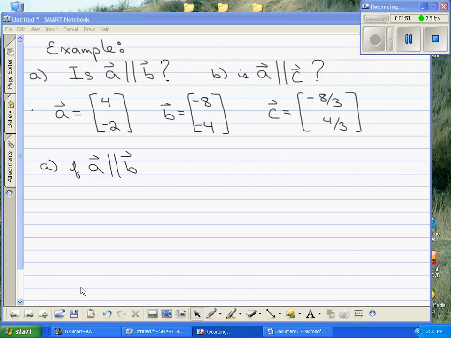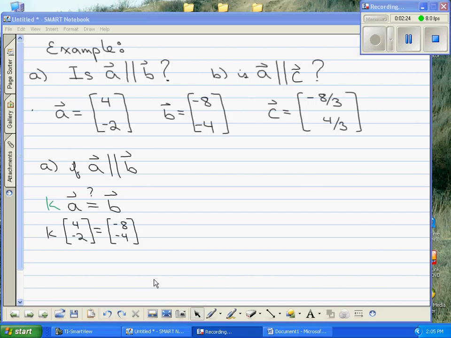Example A, is vector A parallel to vector B? And example B, is vector A parallel to vector C? Here I have the component form of vector A, here's the component form of vector B, and here's the component form of vector C. Let's first start off with A. So if A was parallel to vector B, then there will exist some number k such that vector A will equal k times vector B. What we want to know is, does this equal? So I have a little question mark there.